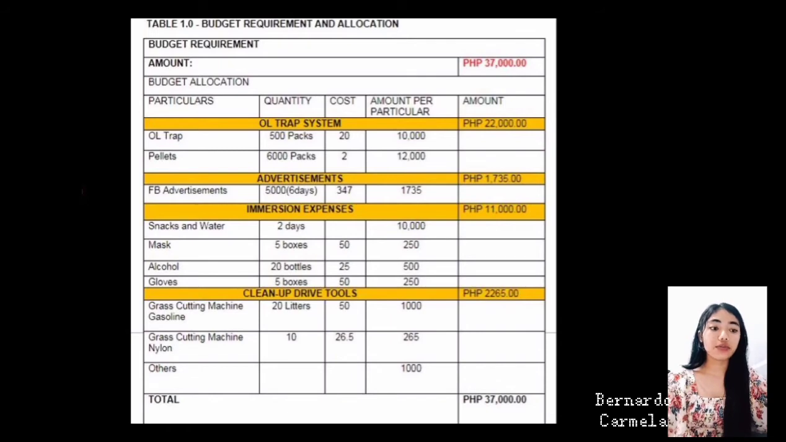2,265 will be allocated for the tools to be used during the cleanup drive, such as gasoline for the grass cutting machine amounting to 1,000 pesos, and 10 packs of nylon costing 26.5 pesos each, a total of 265, and other expenses for 1,000 pesos.